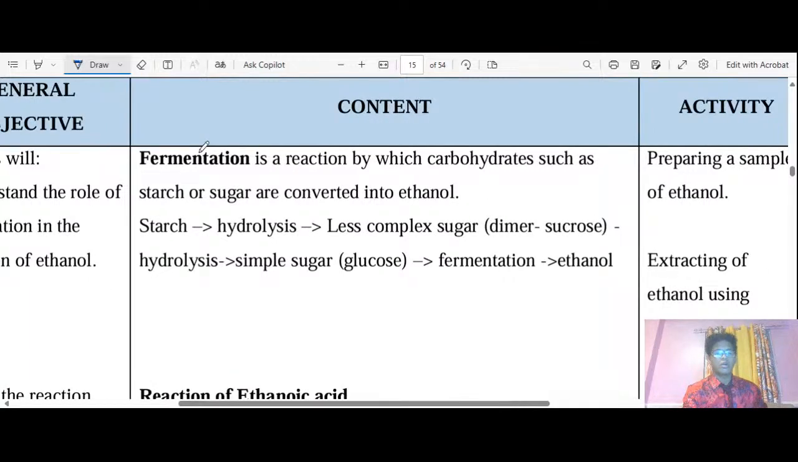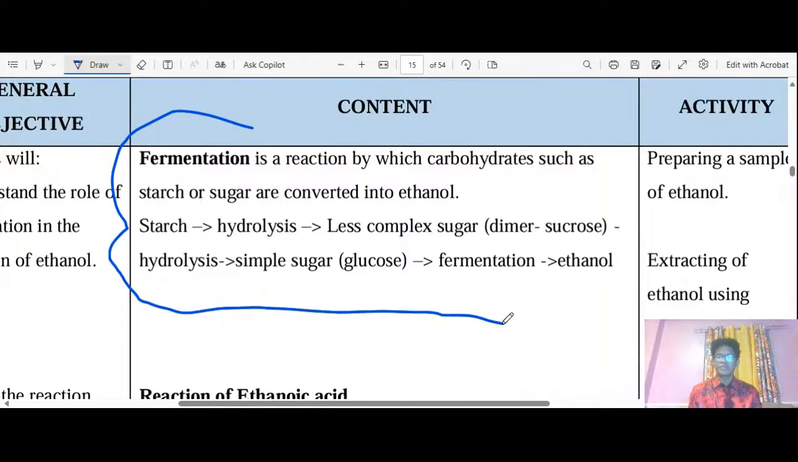The final topic I will look at, because I don't think I have enough time to go through everything, is fermentation. Fermentation is a reaction by which carbohydrates such as starch or sugar are converted into ethanol. The process goes: starch, hydrolysis, less complex sugar, hydrolysis, simple sugar glucose, fermentation, and then finally ethanol.